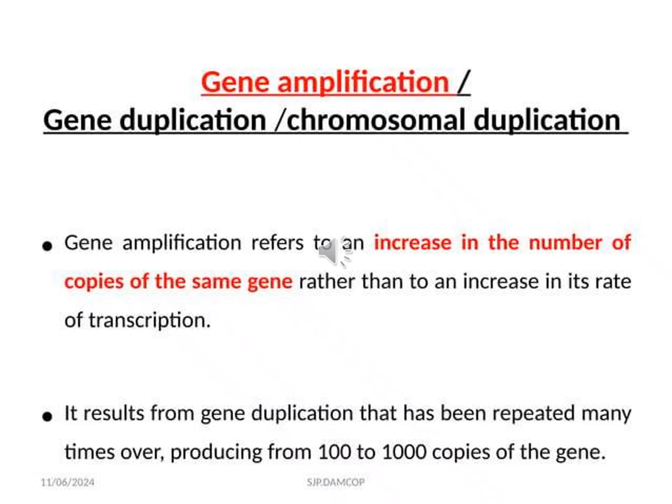So this is about gene amplification. Gene amplification refers to an increase in the number of copies of a gene within the genome. It refers to the increase in the number of copies of the same gene rather than to the increase in its rate of transcription. That can lead to the overexpression of the encoded protein. It is a key mechanism in oncogenesis, drug resistance, and cellular adaptation.